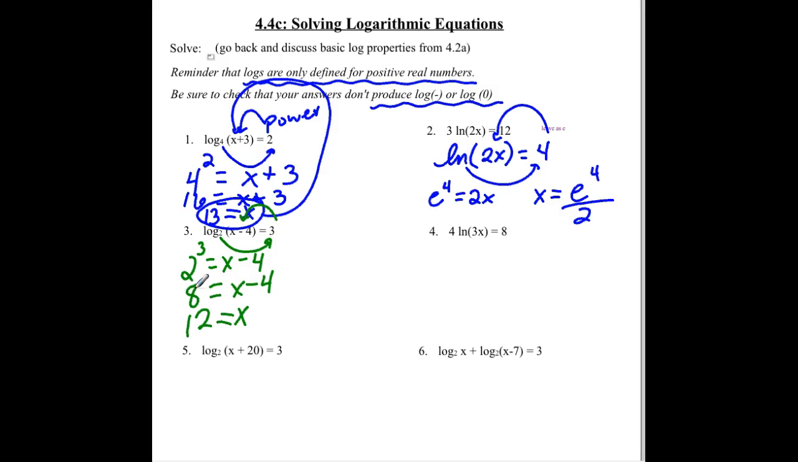All right. Question 4, you divided a 4 over first. So you have the natural log of 3x being 2. Writing it exponentially, we would have e to the second equaling 3x. So x is, yes.